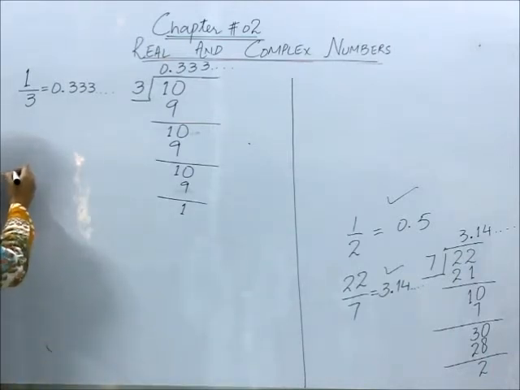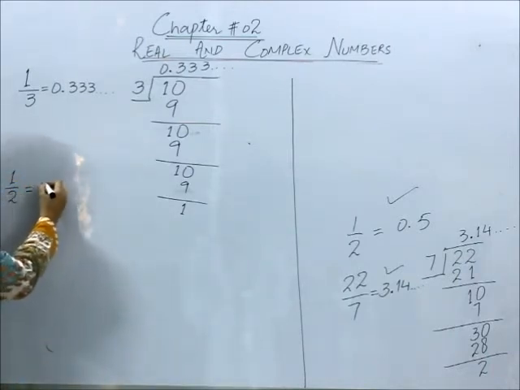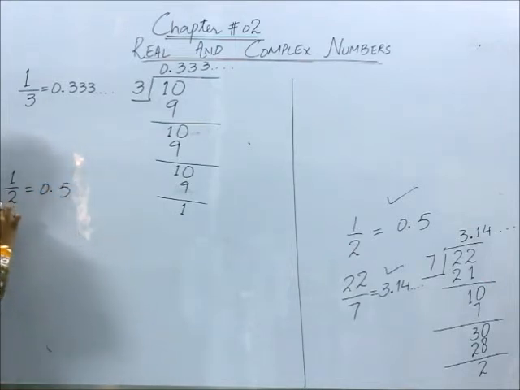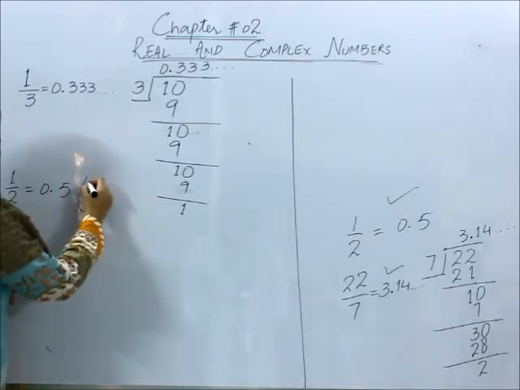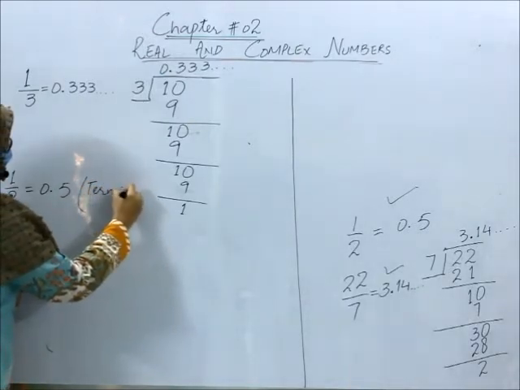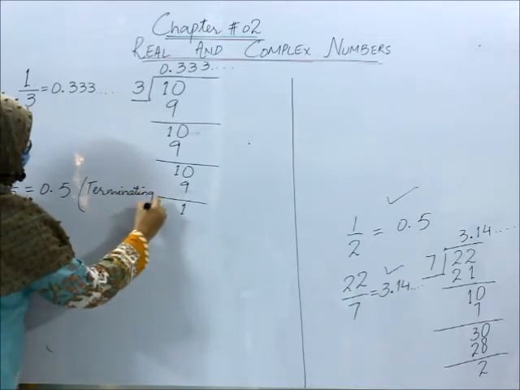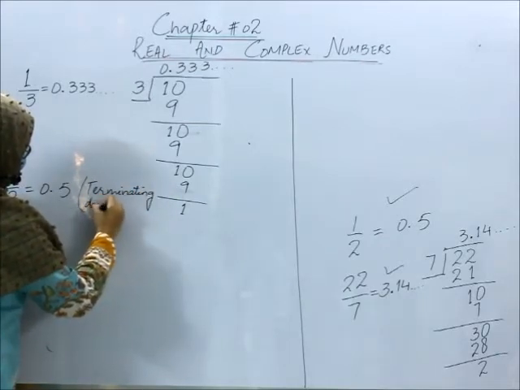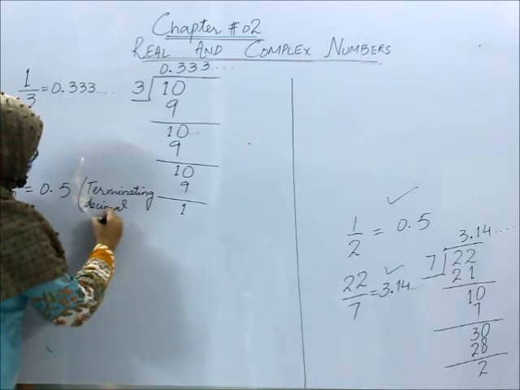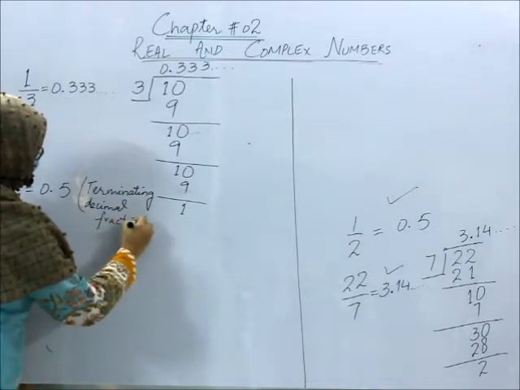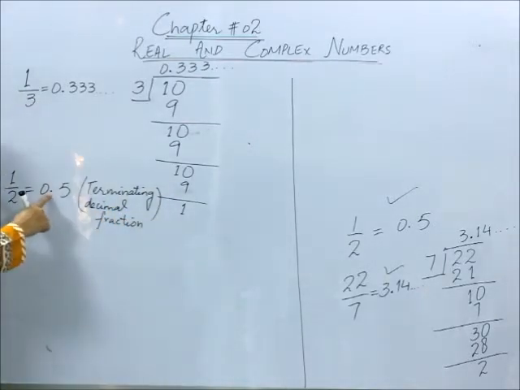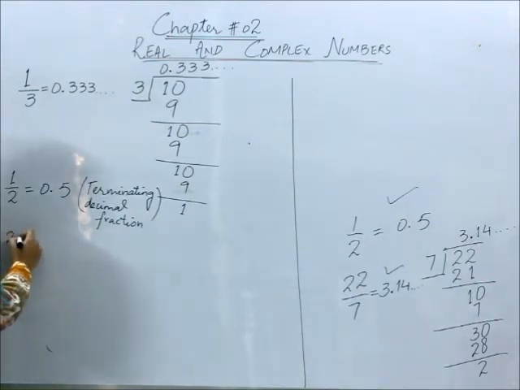Yes, the first one, 1 by 2 is equal to 0.5. When we convert it into the decimal form, our answer is a terminating decimal fraction. Now what does it mean by terminating? Yes, terminating means the number of digits after the decimal point will stop, will terminate. So this is a terminating decimal fraction. And what about 22 by 7?